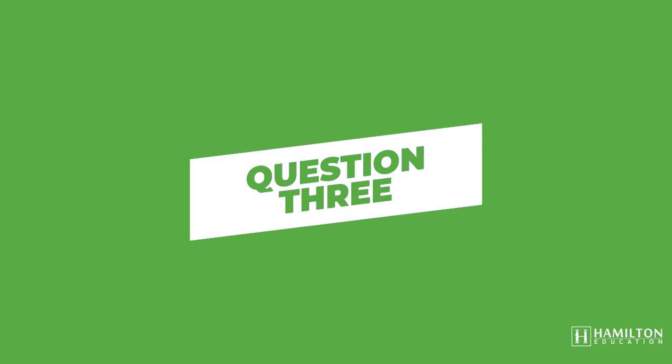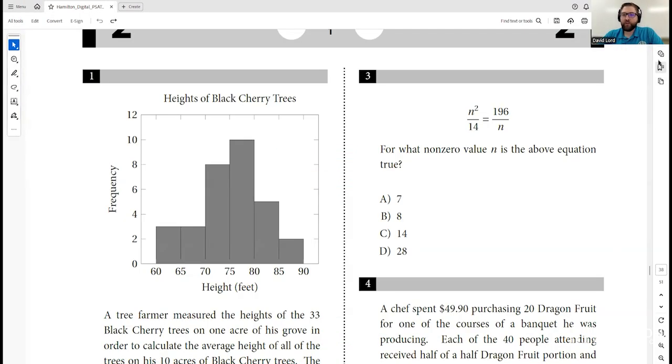Question number 3. This one looks pretty tricky, but the question is, what non-zero value of n makes the above equation true? So we're going to cross multiply both sides, and we're going to get n cubed is equal to 14 times 196. Now, I know that 196 is 14 squared, so this is really n cubed is equal to 14 times 14 squared, which means that n cubed is equal to 14 cubed, and n is equal to 14. You, of course, could do it a different way and take the cube root of both sides to get your answer, but the answer is indeed C.